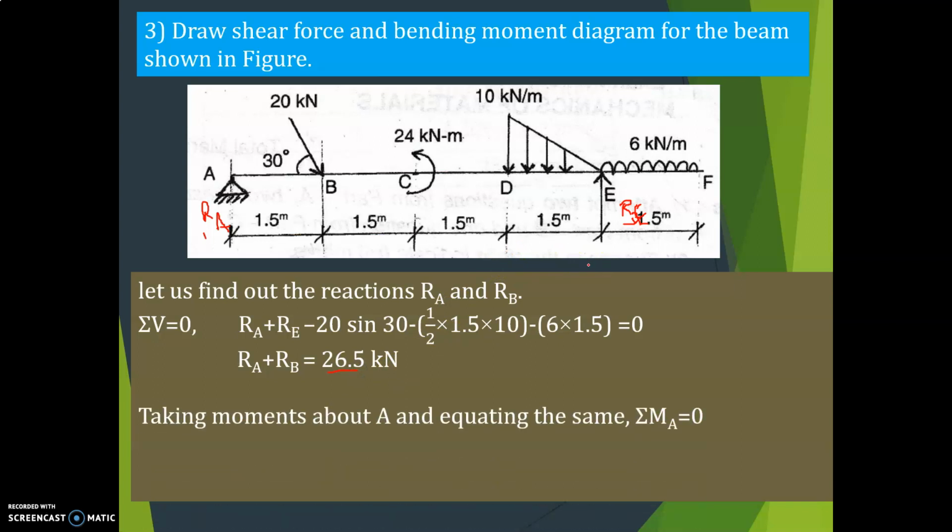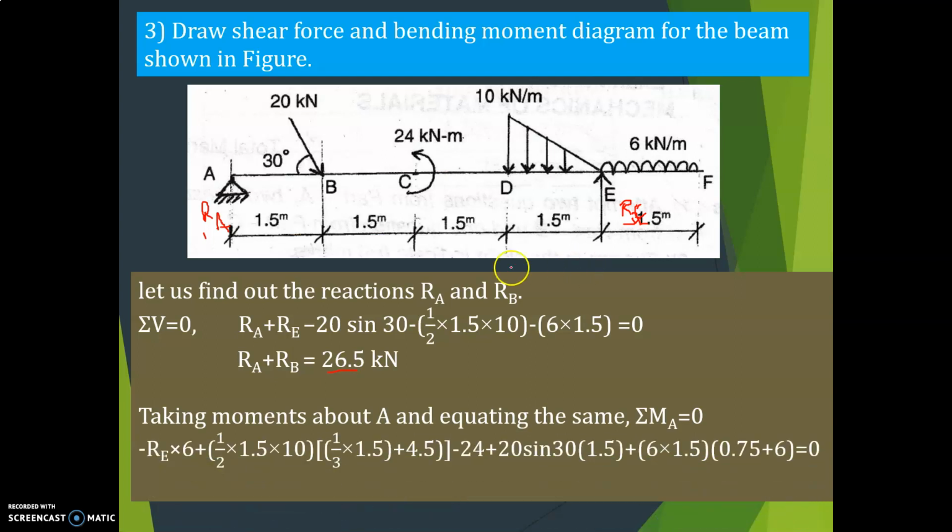Then take moment about any point, you can take about A or E. I'll take moment about A. Okay, so how can you calculate moment about A? I'll start from here. So this is acting like this, that is anti-clockwise direction. So minus RE into the full distance, 1.5 plus 1.5 plus 1.5 plus 1.5, that is 6. Okay, minus RE into 6, then consider this, this is acting in this direction, so it will move like this, so that is clockwise direction.